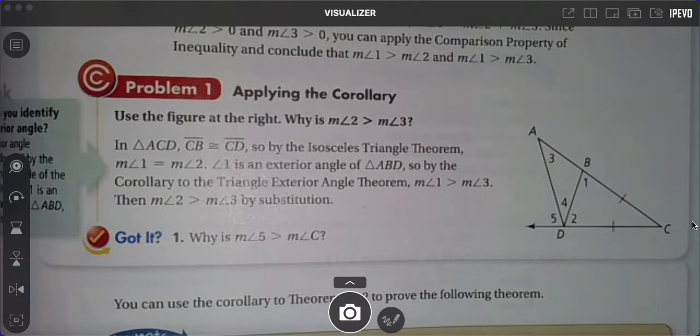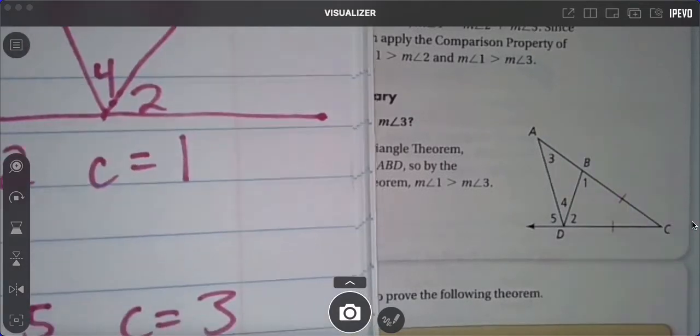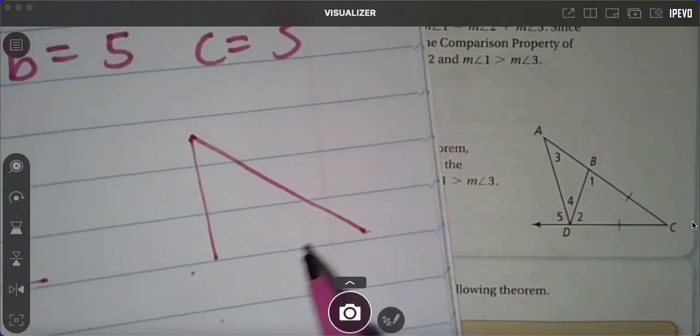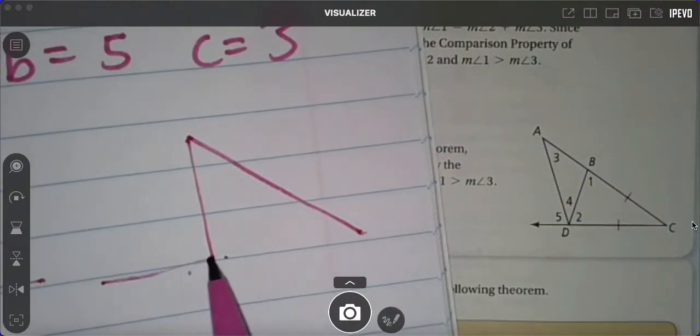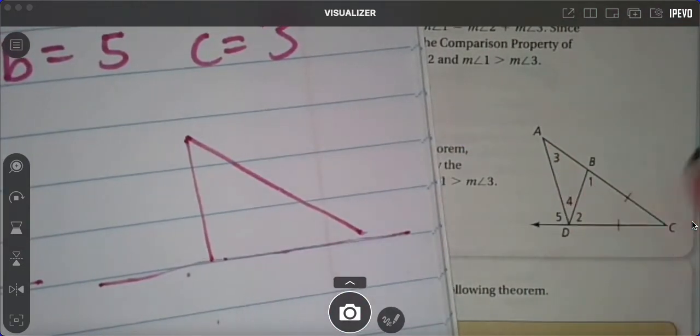Triangle A, C, D. Oh, okay. They're just looking at the big triangle. That's all. No, you don't have to skip it. Look. Let's just draw the big triangle. That's both of those together.